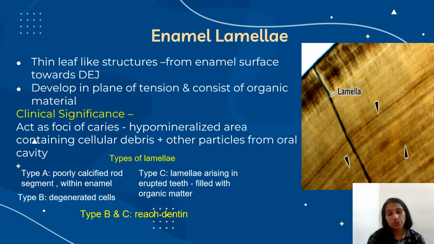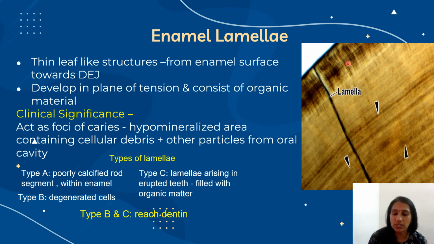The other structure which you can see within the enamel is the enamel lamella. Now, an enamel lamella is a thin leaf-like structure which arises from the surface and extends towards the dentino-enamel junction. How do you get this? This kind of lamella, a hypomineralized area, develops when there is too much tension or extra stress. And this is made up of only organic matrix. So this area that you see is made up of organic matrix.